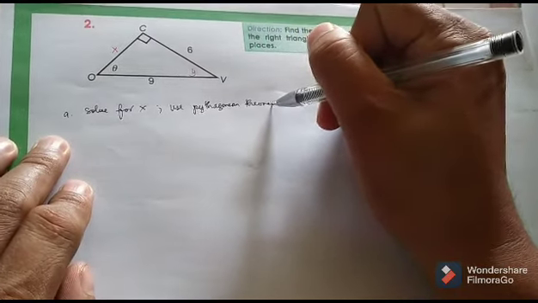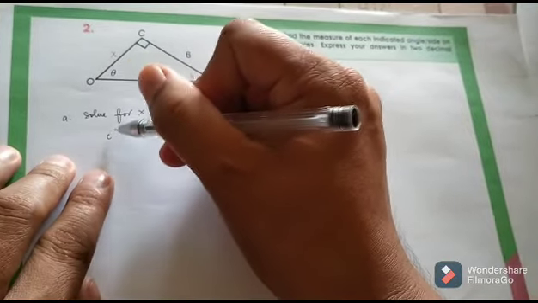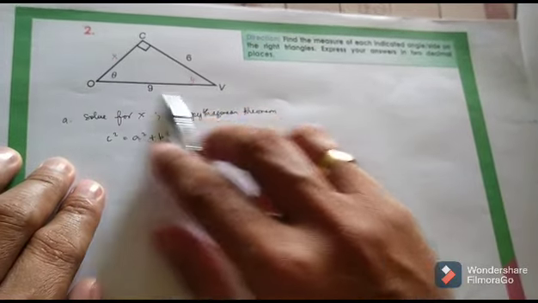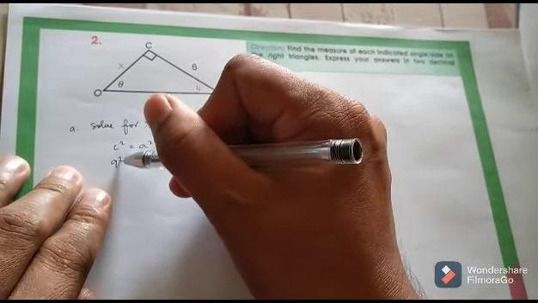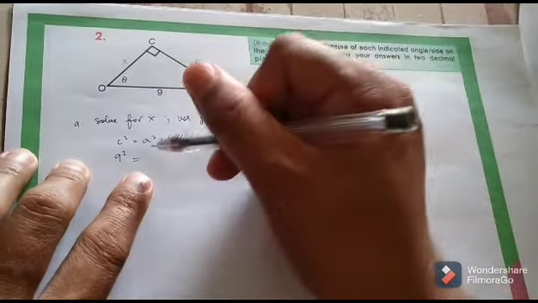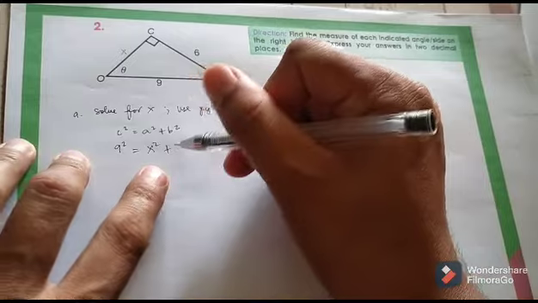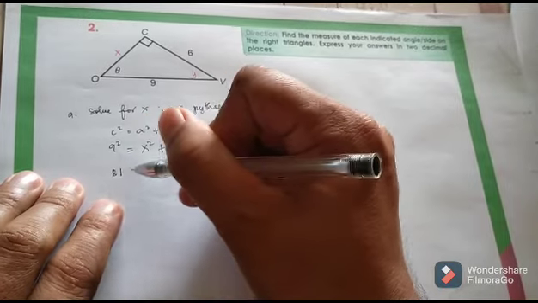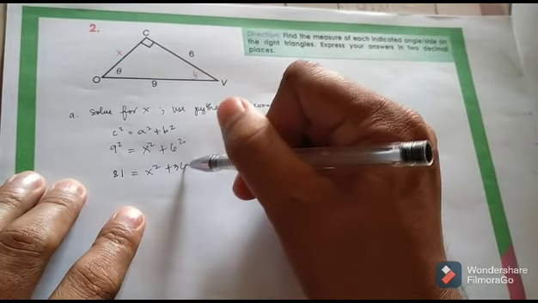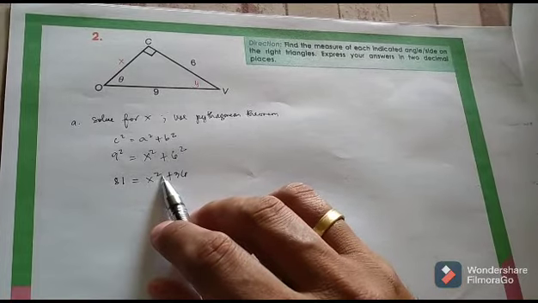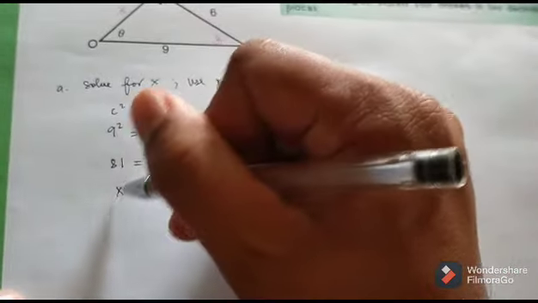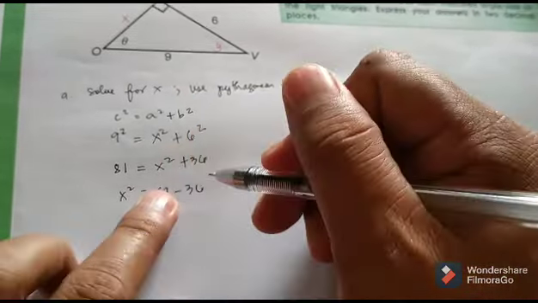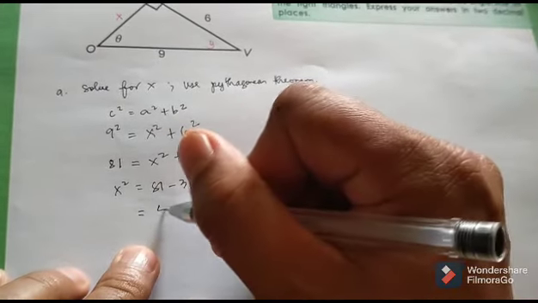So once again, it says from the theorem that c square is equal to a square plus b square. Since this one is our hypotenuse, that would be 9 square is equal to, let's say this would be our a, so x square plus 6, which is our b, so 6 square. By simplifying, 9 times 9 is equal to 81 is equal to x square plus 36. So looking for the value of x square, you would have x square is equal to 81 minus 36. This would be equal to 45.